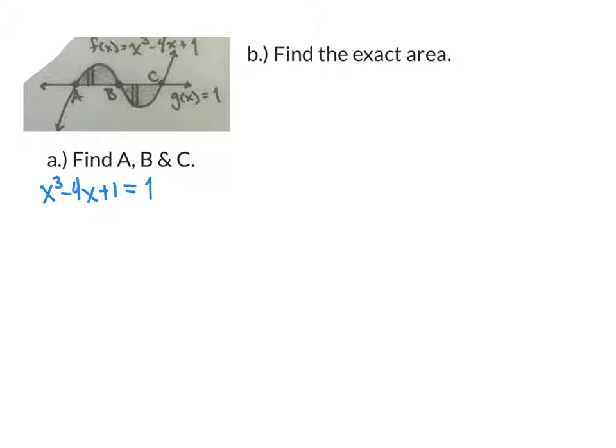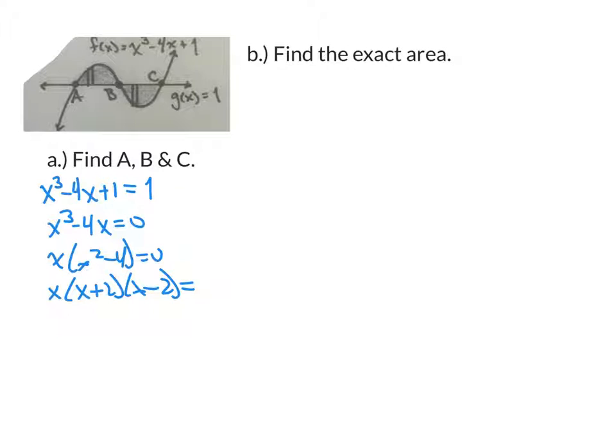And begin to solve. Subtract 1 from both sides. I got x cubed minus 4x equals 0. Factor out the x. We'll have x squared minus 4. So x times x plus 2 and x minus 2 gives me 3 x values. One of them is 0, one of them is negative 2, and one of them is positive 2.